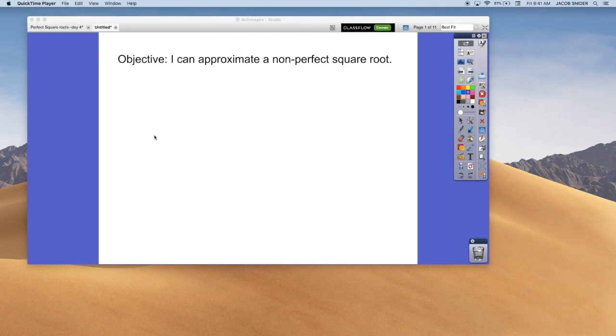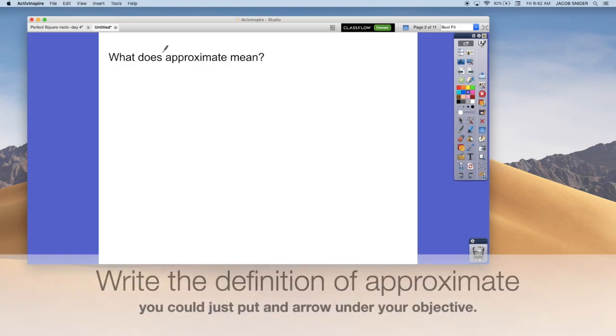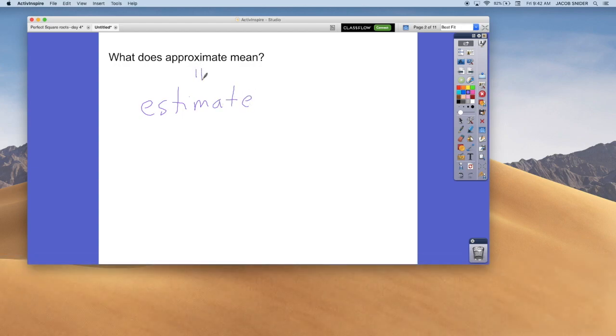On Friday we talked about all the perfect ones. Today we're talking about the non-perfect ones. Before we even get to what the non-perfect ones are, what does approximate mean? Approximate means that we're going to estimate. Write that for me. Approximate means estimate. So we're going to try to get close to the answer. We may not get exactly the right answer, but we're going to get close to it. That's what we're trying to get to.